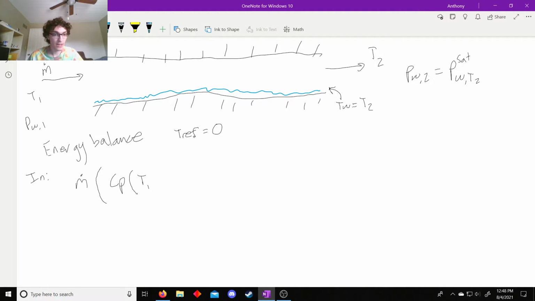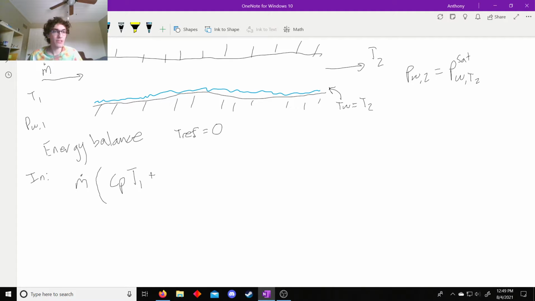So I'm just going to go ahead and rewrite this here. This is the heat capacity times the temperature of the air going in. So this is the enthalpy of the air going in. But something we also need to consider is that as water evaporates, there is also an enthalpy change that comes with that. Water, as it evaporates, adds a certain amount of enthalpy to the air. So we're going to need to come up with a way to write that down as an equation.